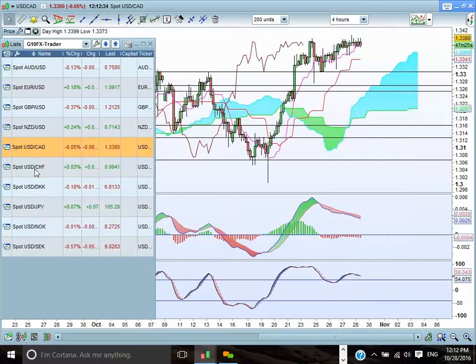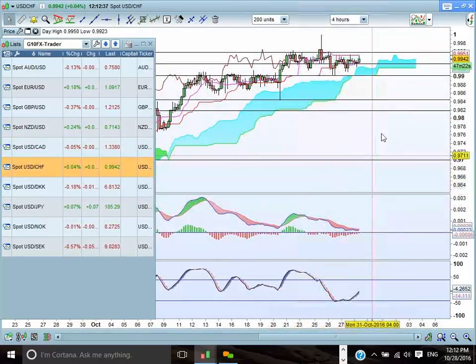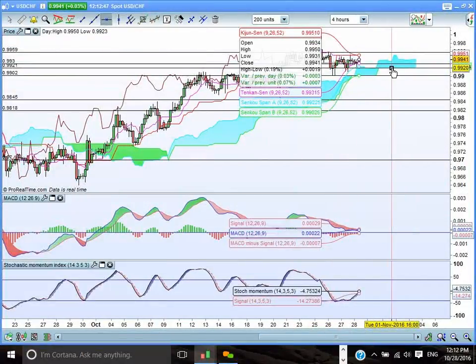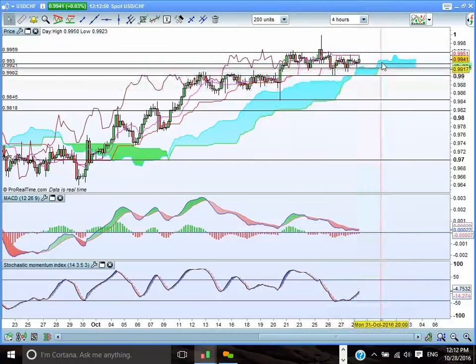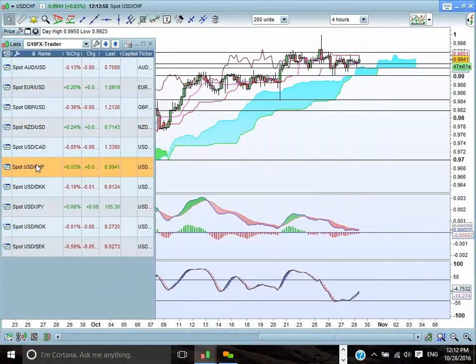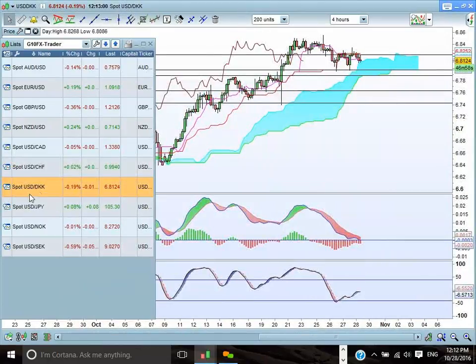So no fireworks there. US dollar Swiss franc, stuck in a sideways trading range, bouncing off the top end of the chart for support. So it's getting close to the key support line. In this case, you could look at the 0.9920 zone as the entry point in between that support zone there for a rebound in the euro Swiss franc.